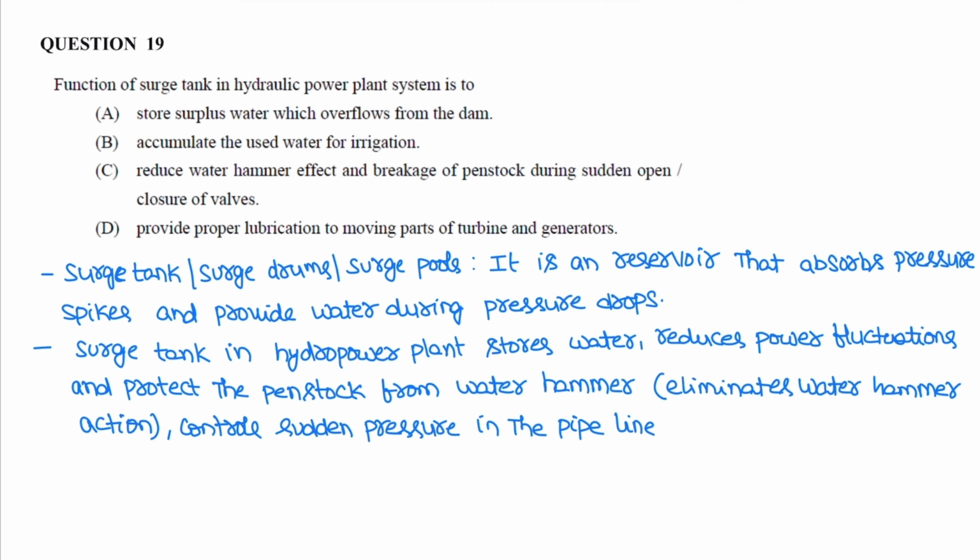Surge tank in hydroelectric power plant stores the water, reduces power fluctuations, and protects the penstock from water hammering. So it eliminates water hammer action and controls sudden pressure in the pipeline. So these are the various functions of surge tank. One is stores water, reduces power fluctuations, protects the penstock from water hammering, controls sudden pressure in the pipeline. Four functions. Correct option is C. Reduce water hammer effect and breakage of penstock during sudden openings or sudden closure of valves. Correct option is C.